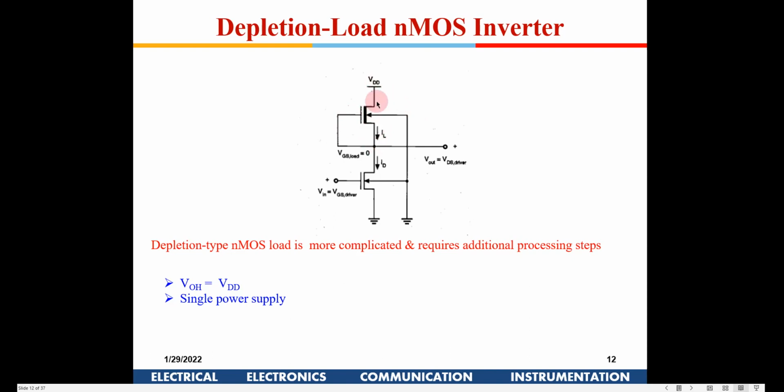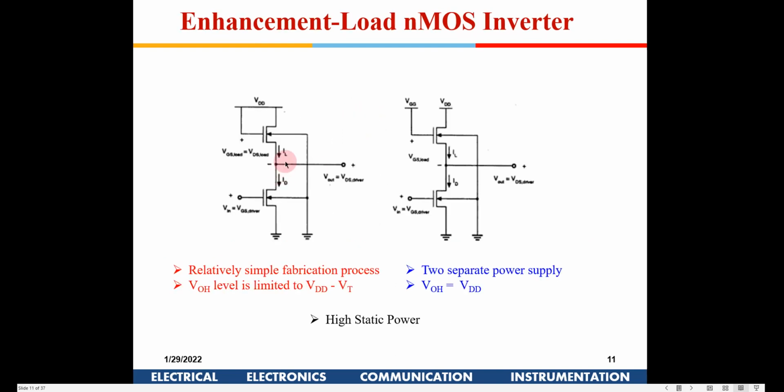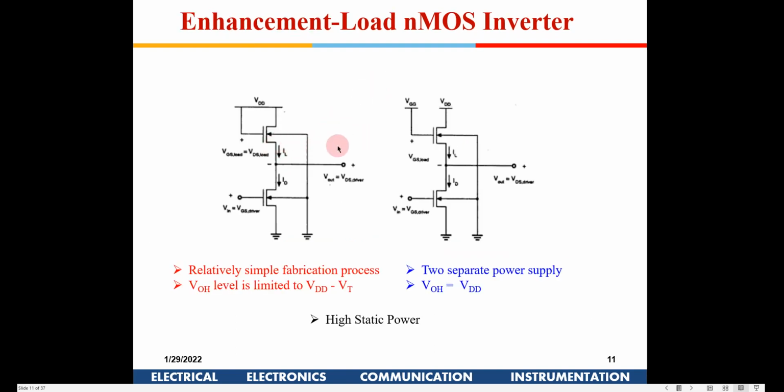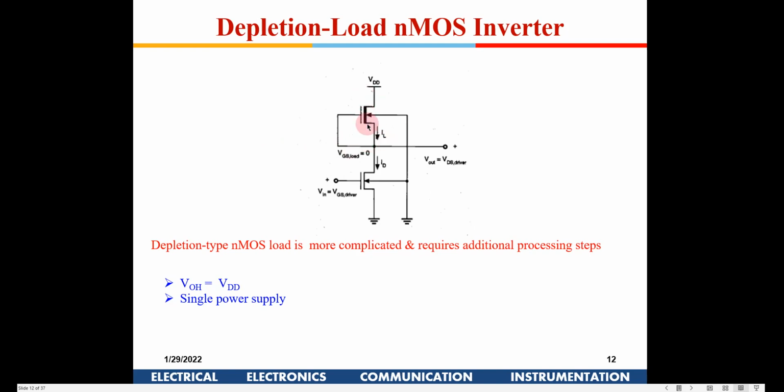Now if you have a depletion load nMOS out here, when we give VGS equal to zero, we can call this a diode connected nMOS. For PMOS, if you have a connection like this, then it will become a diode connected PMOS. So this is an nMOS. Now we have a depletion MOSFET. Here VTH is negative. That means to cut off this transistor, you need to give a negative bias. So that is the reason.